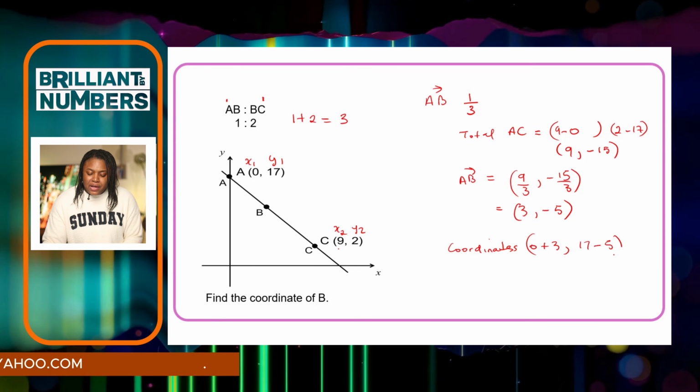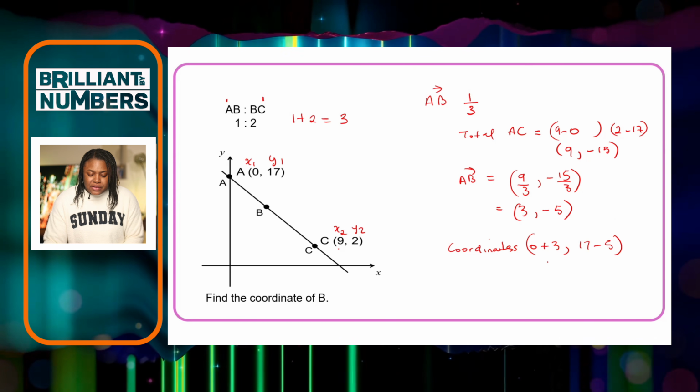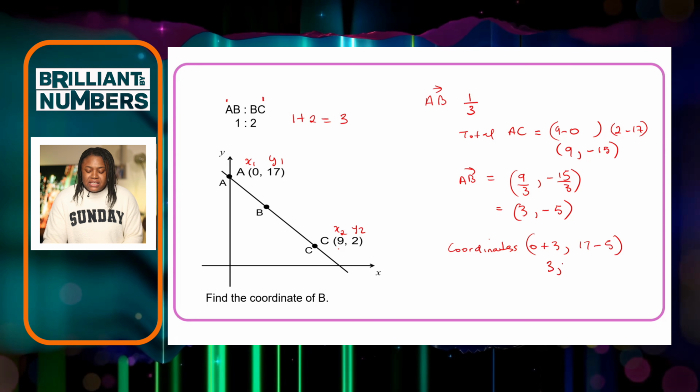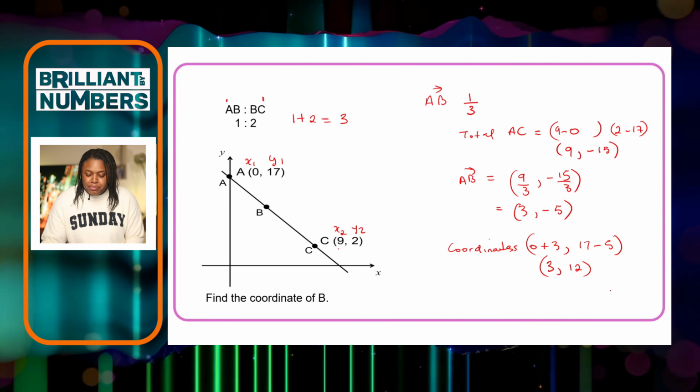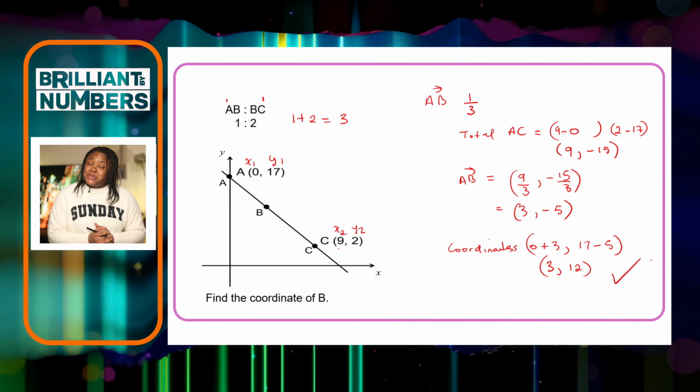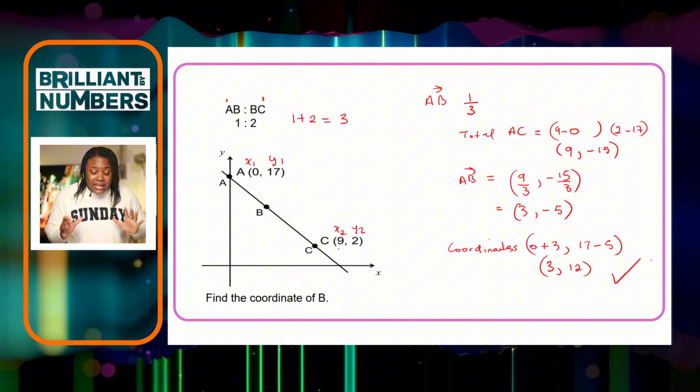17 minus 5. So 0 plus 3 is 3 and 17 minus 5 is 12. Therefore, the coordinates of B is 3, 12. Absolutely brilliant. This question comes up a lot. Now, it may come up in a different form, in terms of you will get a quarter, ratio 1 to 4 or whatever, but it's the principles that work. So watch it again if you need to, but make sure you can do these styles of questions.